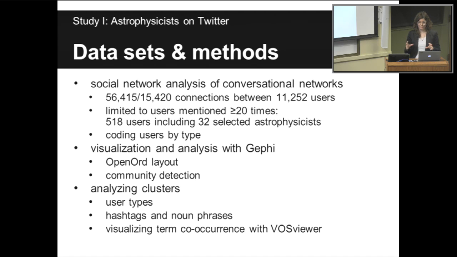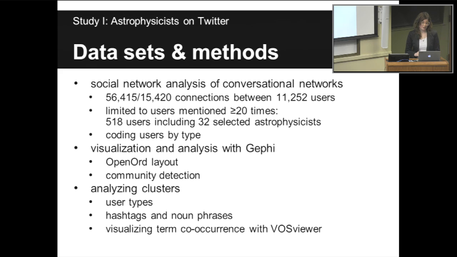So for all the 500 users, we coded the types of people they were based on their user accounts and some internet research to identify who they are talking with. Is it mainly other astrophysicists, other researchers, or is it science communicators, or is it a teacher, a general public? We visualized this with Gephi using the OpenOrd layout, and we also ran a community detection. The clusters were also analyzed.